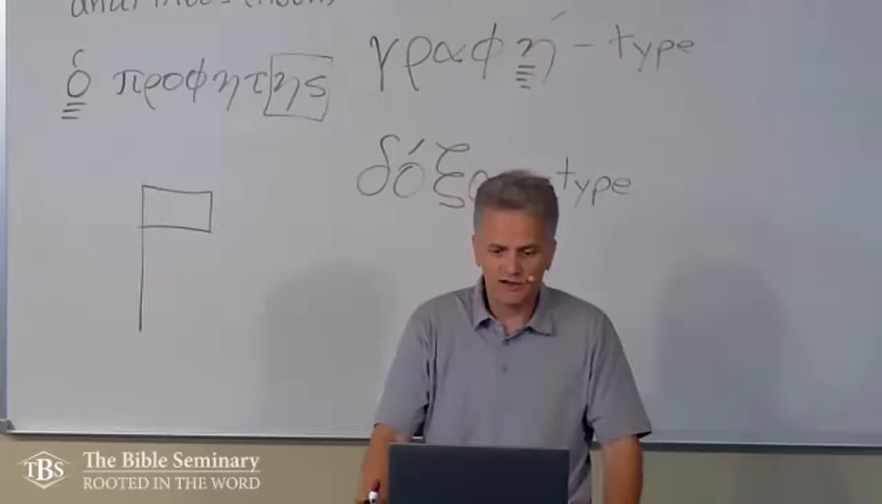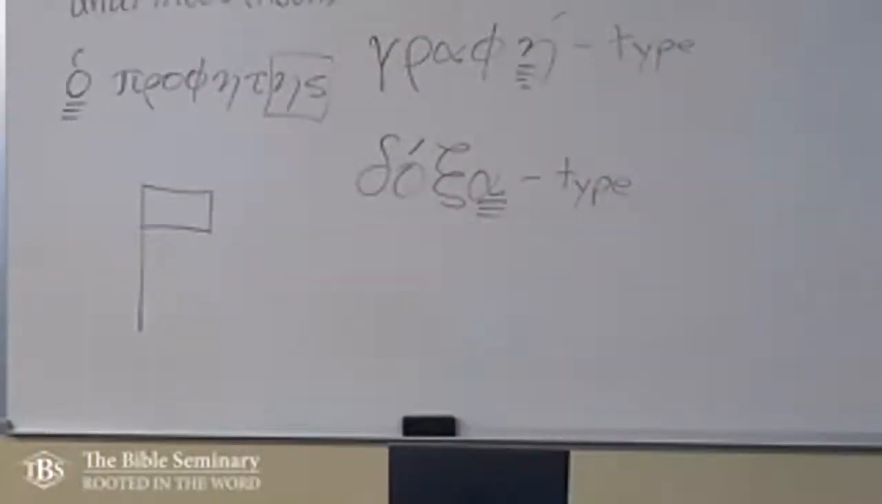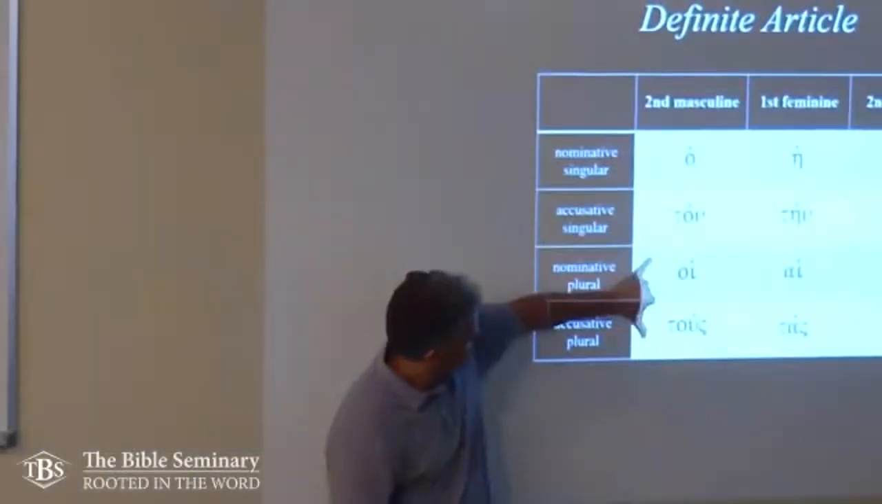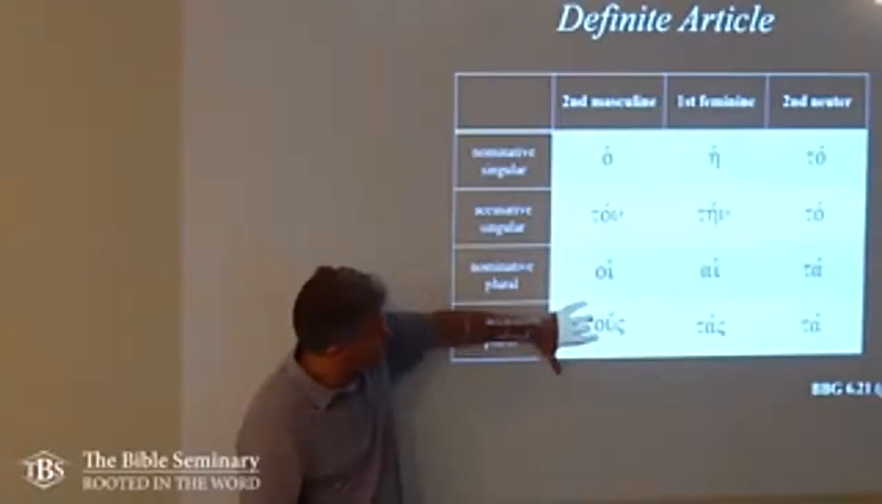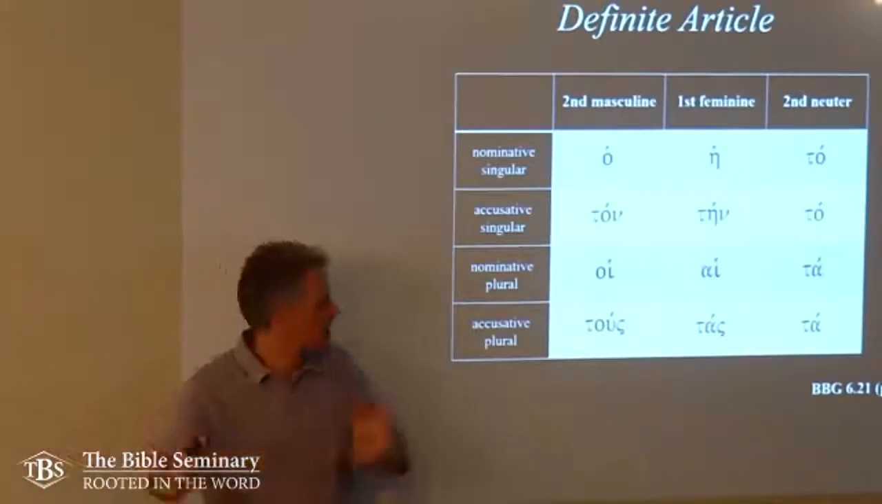And here is the chart of what the article is going to look like. For masculine, ho, ton in nominative and accusative singular, hoi and tous in nominative and accusative plural. Ho, ton, hoi, tous. Once again, wait till we get genitive and dative before you memorize this, please.